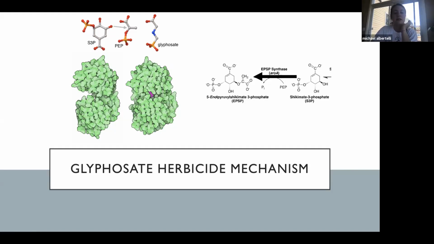You can kind of see in this picture that there are lots of structurally similar parts of each molecule. They both have this tert-butyl group. That's a phosphate group. Oh, that's a phosphate group.